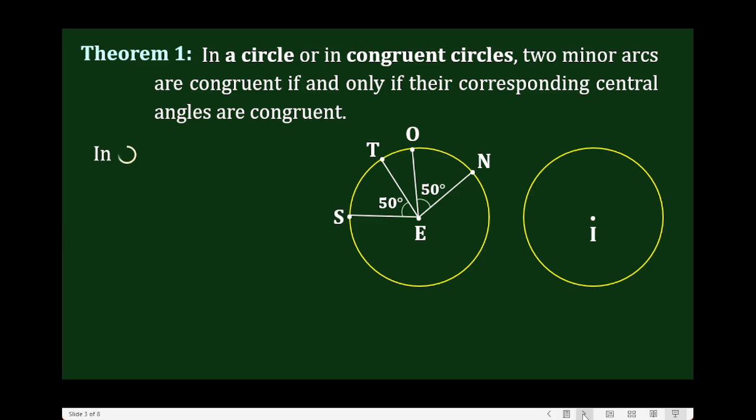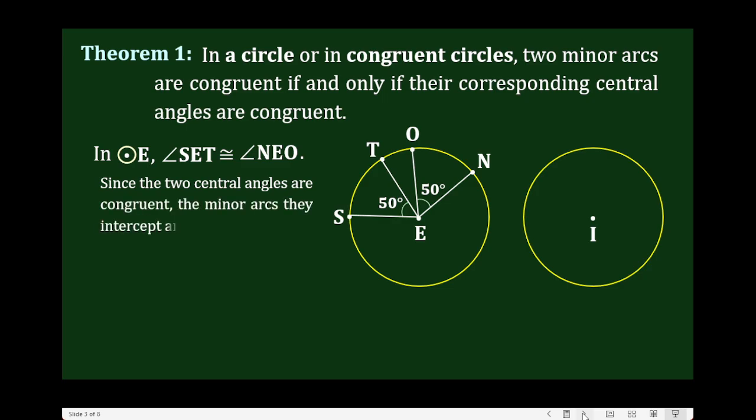So, in circle E, central angle SET is congruent to central angle NEO, or OEN. Now, since these two central angles are congruent, the minor arcs they intercept, meaning arc ST and arc ON, are also equal in measure, or congruent. Therefore, arc ST is congruent to arc NO.